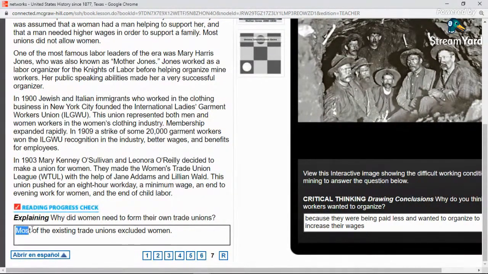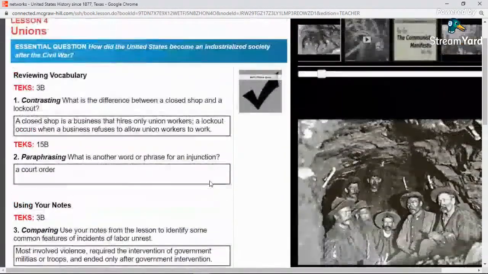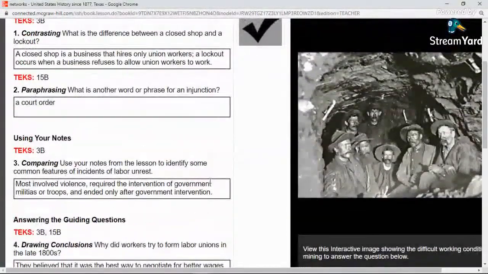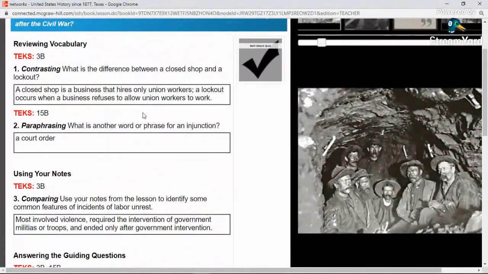Why did women want to form their own union? Because the trade unions excluded women. Okay, what is the difference between a closed shop and a lockout? A closed shop is a business that hires only union workers. A lockout occurs when a business refuses to hire union workers.